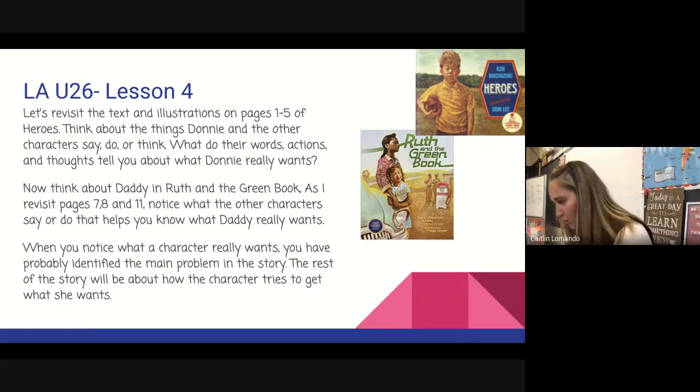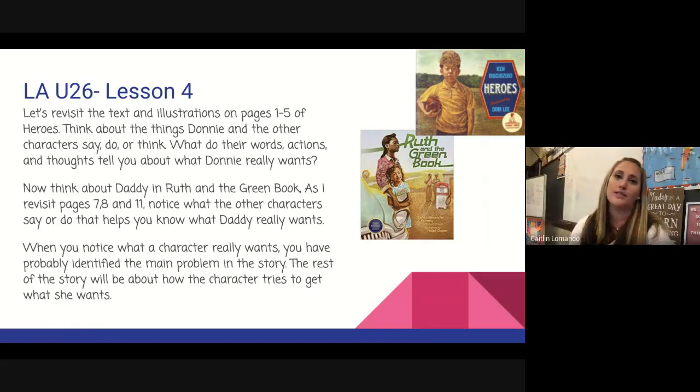So here, what does Donnie really want? What do his thoughts, his feelings, his actions tell us? If you guessed that Donnie doesn't want to be treated differently because of the way he looks, you're right. That's what he wants inside, and we can tell that through his thoughts, his feelings, and his actions.